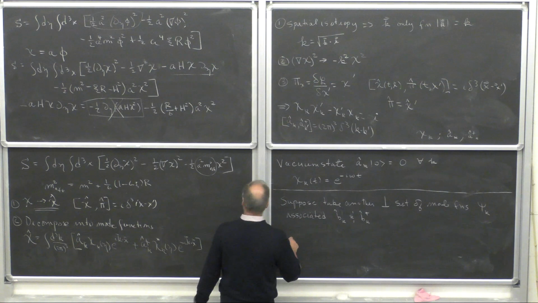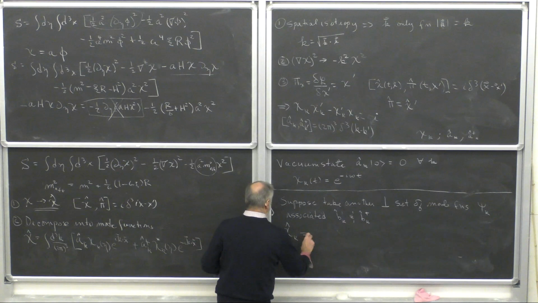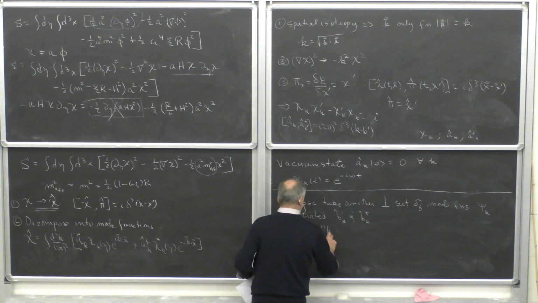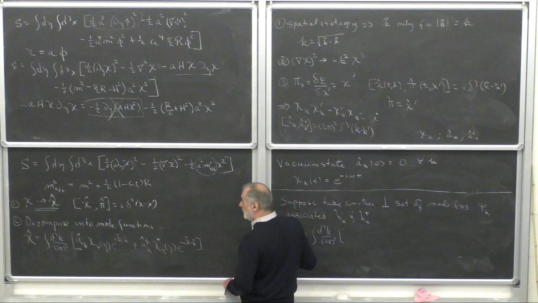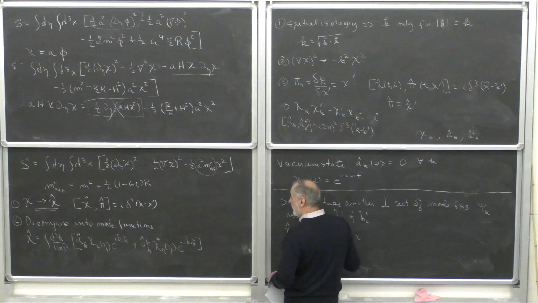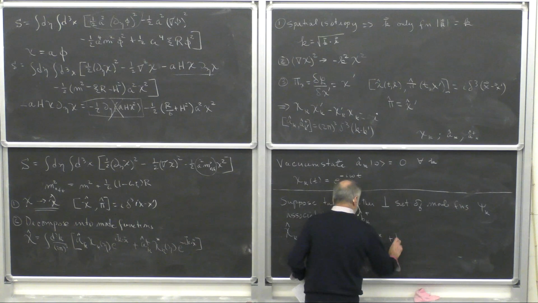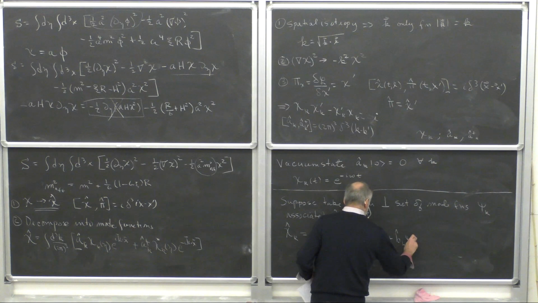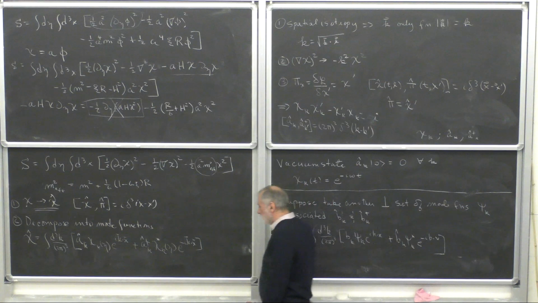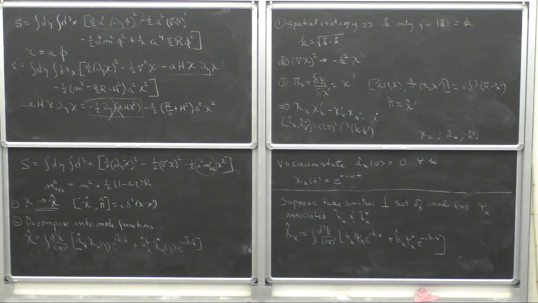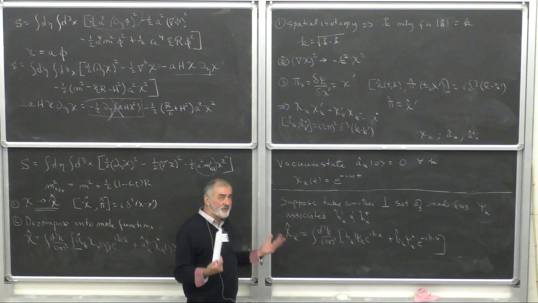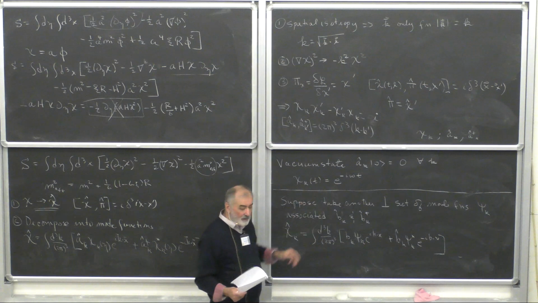And I can write chi k as the integral d3k over (2 pi) cubed times b sub k psi of k e to the plus i k dot x plus b dagger of k psi sub k star e to the minus i k dot x. Now, you usually don't do this in Minkowski space, because in Minkowski space, there's a natural set of mode functions, the positive and negative frequencies, but in curved space, there's not.